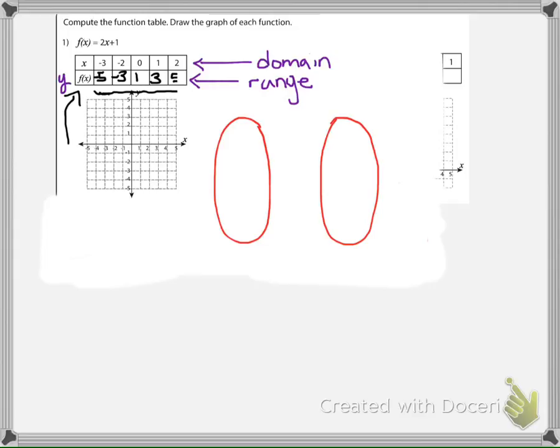They put the numbers for your X, usually on the left side. Your input goes on the left. So they'll do -3, -2, 0, 1, and 2. And then they'll put the numbers that are in your range, or your Y values, over here: -5, -3, 1, 3, and 5. There it is.